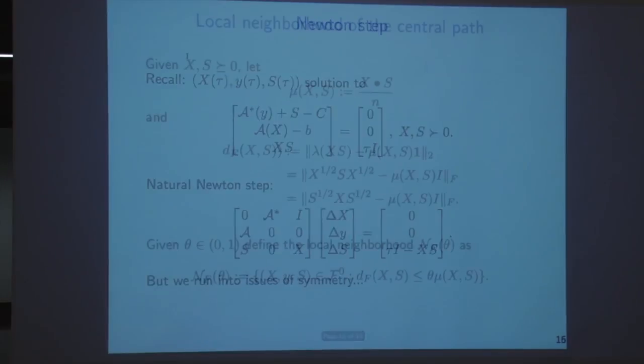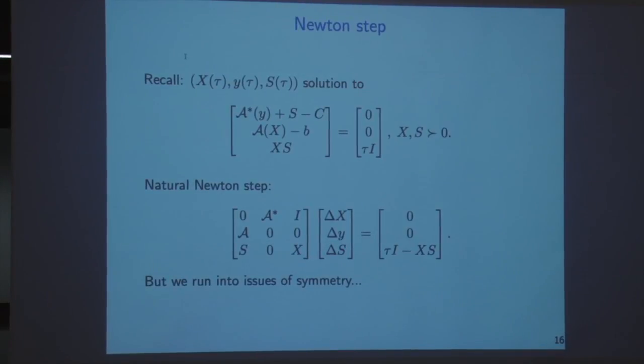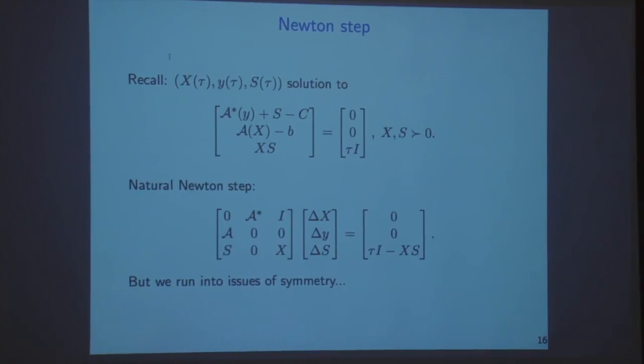All right. Now, remember, the Newton step is kind of the crux of the algorithm. So for the Newton step, we remember the central path equations are the equations at the top. So the Newton step would be a linearization of those equations. Okay? A linearization of those equations.